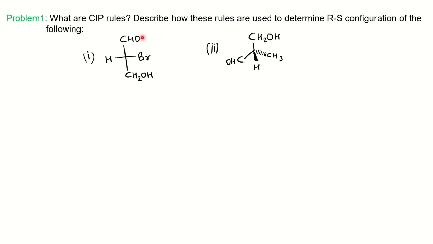So let's begin. The very first problem is, what are CIP rules? Describe how these rules are used to determine the RS configuration. Two problems are given. The first is in the Fisher form, the second problem is in the flying wedge structure.